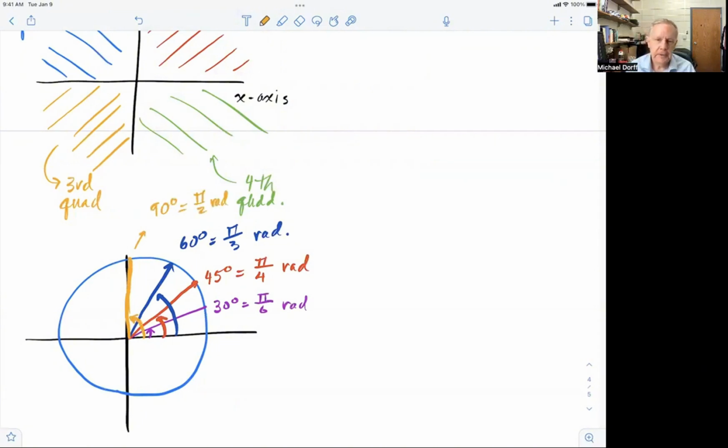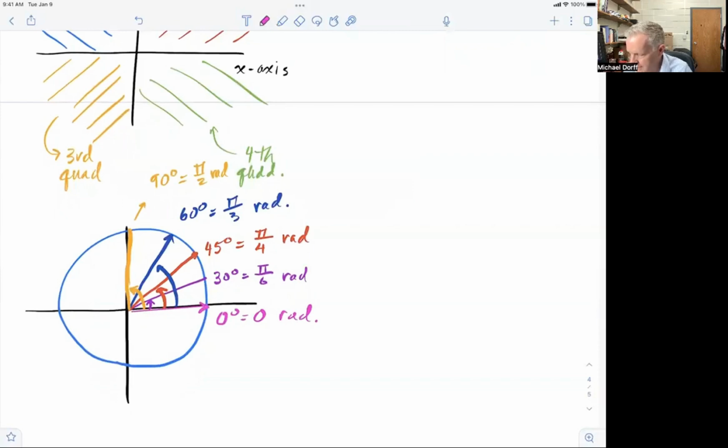The angles 30 degrees, 45 degrees, and 60 degrees, or in calculus as we would say pi over 6, pi over 4, and pi over 3, are in the first quadrant. 90 degrees, or pi over 2 radians, is on the border of it. If I did this one right here, that would be 0 degrees or 0 radians. 0 radians and pi over 2 radians are the borders of the first quadrant, and pi over 6, pi over 4, and pi over 3 are the main angles in the first quadrant.